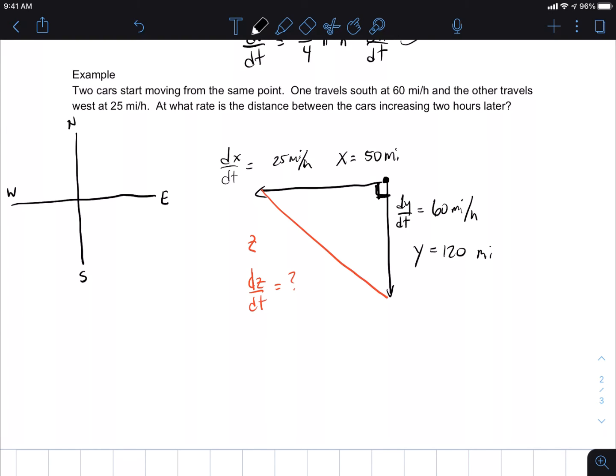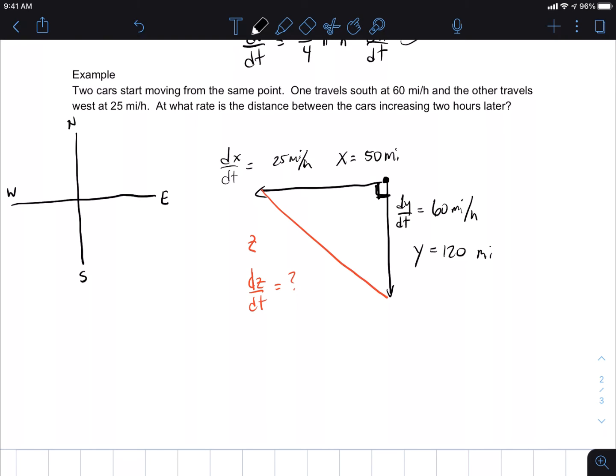Yes. That's important, right? Because north, east, south, and west all form right angles. South and east are right angles, south and west are right angles, west and north, and north and east are right angles to each other. So we know that this is a right angle.